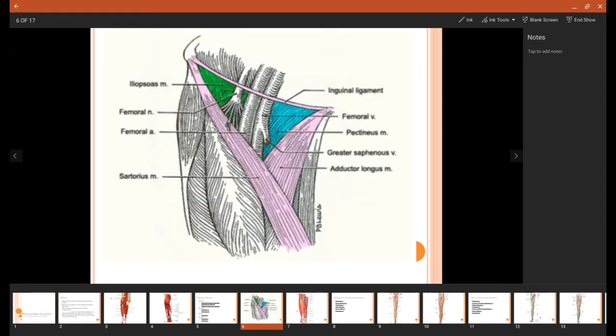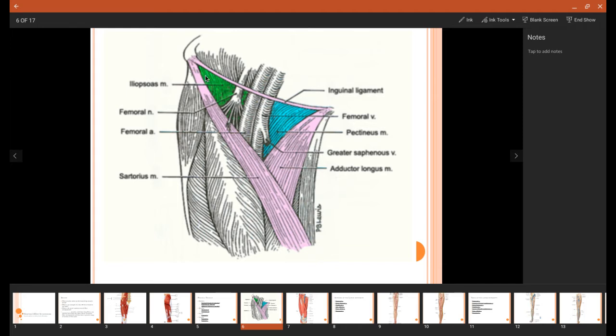So taking a look here, in this picture of the femoral triangle, the borders are colored in purple. So that superior border right here is that inguinal ligament, which goes from the anterior superior iliac spine all the way over to the pubis bone. The medial border is this adductor longus. And then sartorius makes up the lateral border. So there is the outline of our femoral triangle.